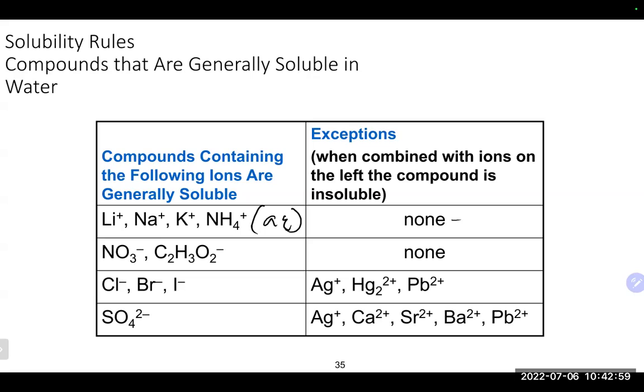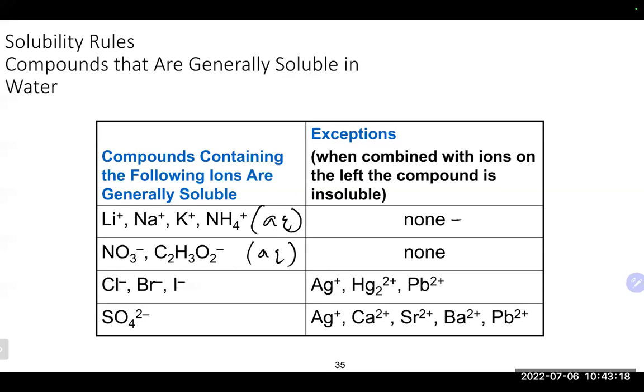If you have something that has nitrate in it or acetate, which is the second guy there, and you see it in a formula, it also has no exceptions, which means 100% of the time, we would expect everybody to be aqueous. You don't even have to look any further than seeing those guys.